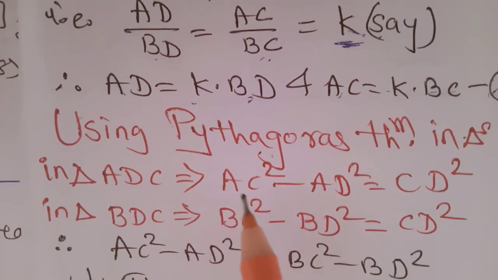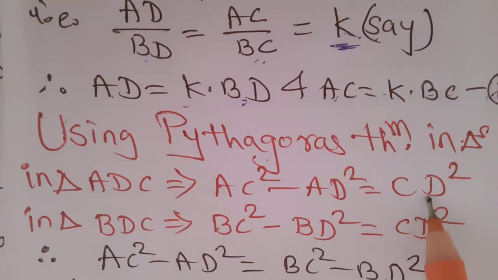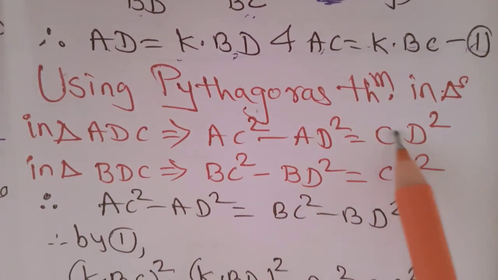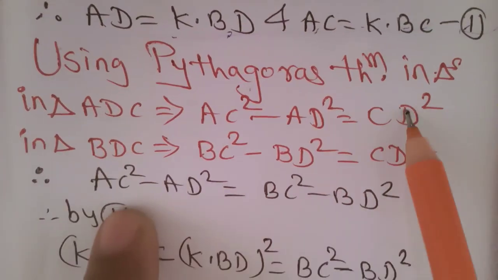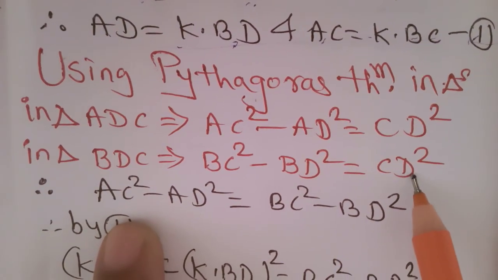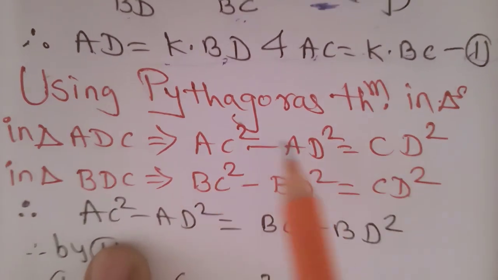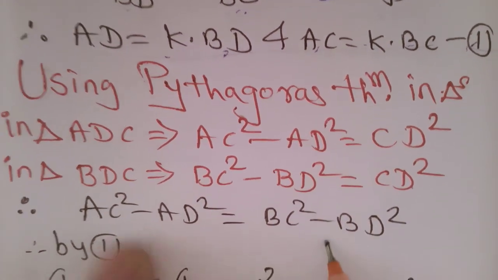Now using the Pythagoras theorem, you have AC square minus AD square is CD square. Just now I explained it. BC square minus BD square is equal to CD square. Now we put these values. Okay. See now, CD square is equal. If the RHS are equal, then obviously the LHS are also equal. Therefore, AC square minus AD square equals BC square minus BD square.